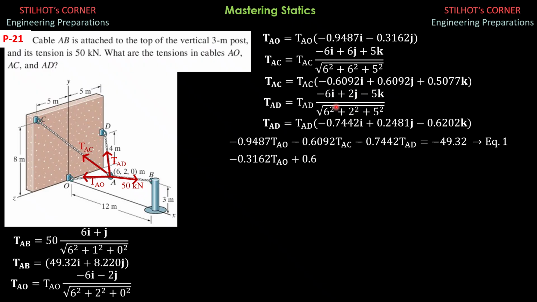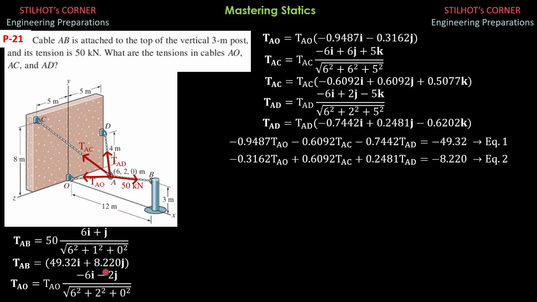negative 0.3162 tension AO, then positive 0.6092 tension AC, then positive 0.2481 tension AD plus 8.220 equals 0. So transpose this to the right, negative 8.220. Call that equation 2. Then finally, summation forces along Z.